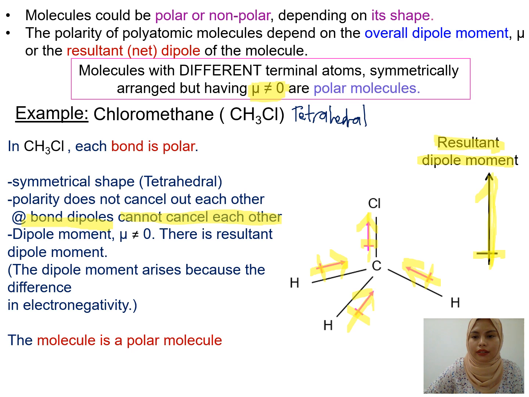Kiranya adalah kan dipole moment tersebut. So bila ada dipole moment, so dipole moment tu will not be equal to 0 sebab ada resultant dipole moment. Okay, macam mana resultant dipole moment tu terhasil? Sebab melalui combination of different bond dipoles. So dia punya combination dia menuju ke atas. So that's why dia ada resultant dipole moment. Okay, so therefore we can say that CH3Cl punya molecule is a polar molecule just because dia ada overall dipole moment.